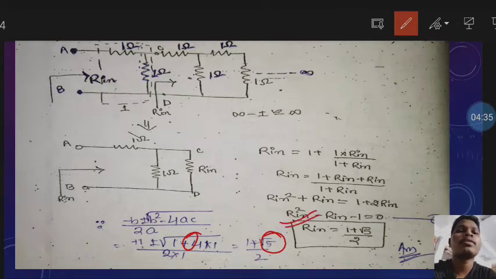So the average root R_in is equal to (1 + √5)/2. Why are we not taking this minus sign here? Because in the case of resistance there is no minus sign, that's why we are not taking this. Okay, so this is the one root, this is the actual answer of the equivalent resistance between point A and point B. Okay, so it is clear to you.